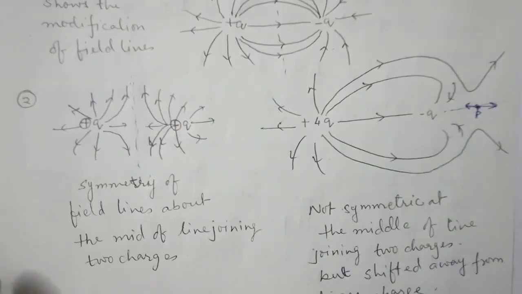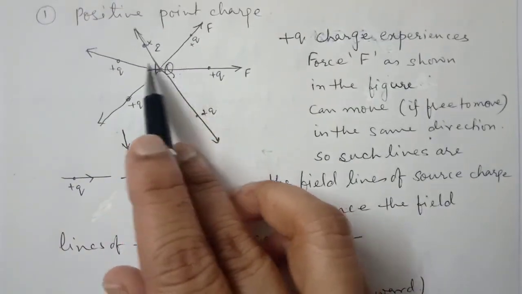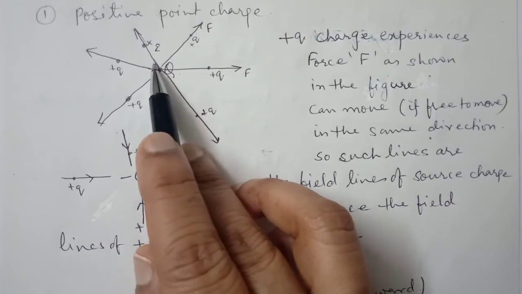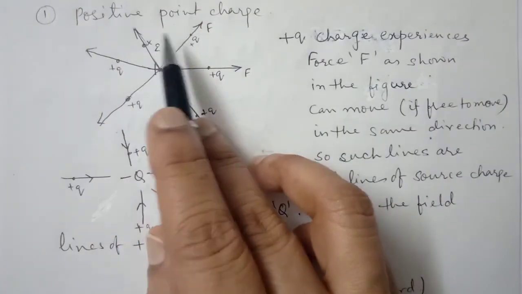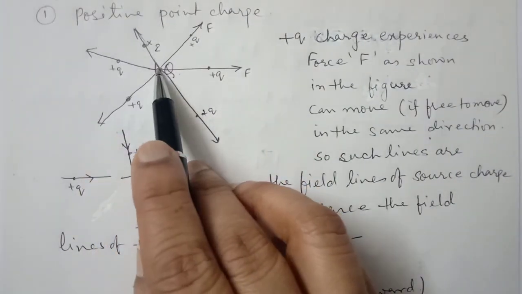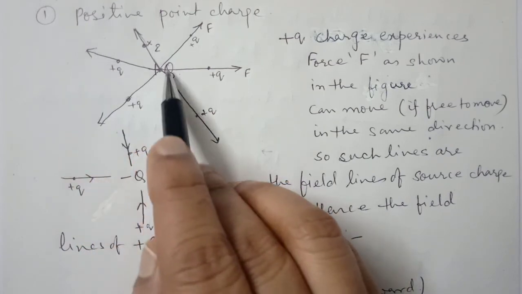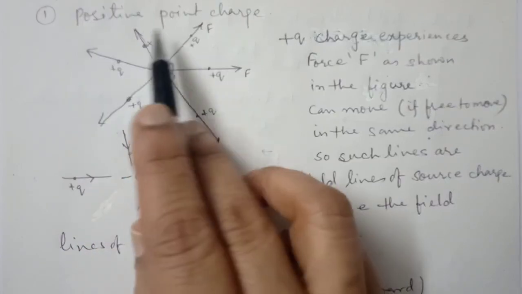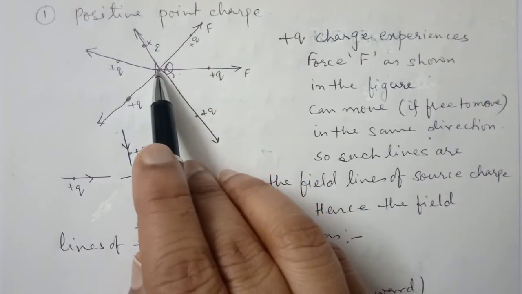Here also we can observe, when I was talking about point charges, when we are closer to the charge, these lines are comparatively closer. When we are going away from the charge, these lines are away from each other, indicating that the field is gradually decreasing. Field lines are closer here, farther here, indicating a smaller field here, larger field here.